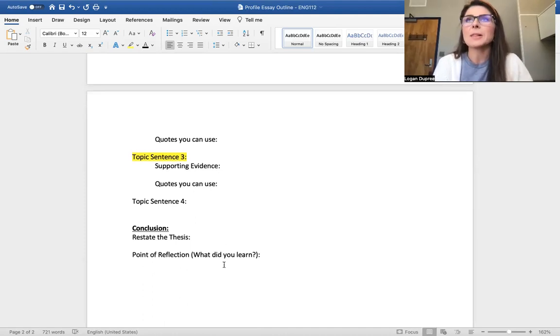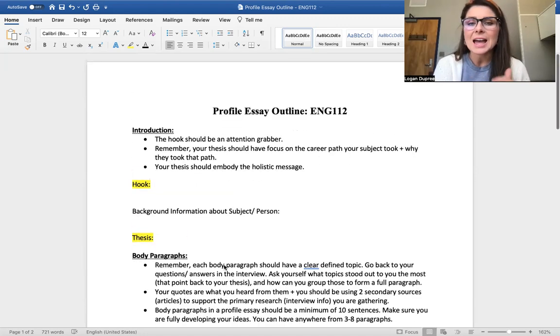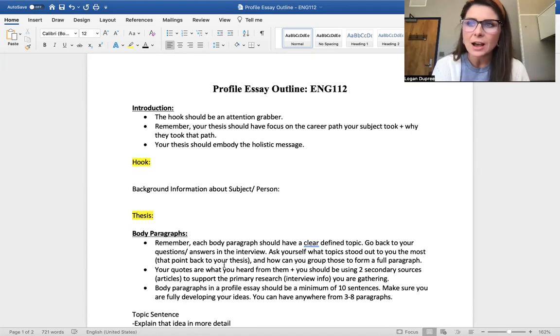And then you also have a place that is a point of reflection. What did you learn from this interview? What does that then tell you about your decision to go into that career path? And what does that look like for you? Guys, again, I don't want you to be too stressed over the outline because there's a lot of grace in fixing things and resubmitting. The outline's full purpose is to really get your ideas down on paper.